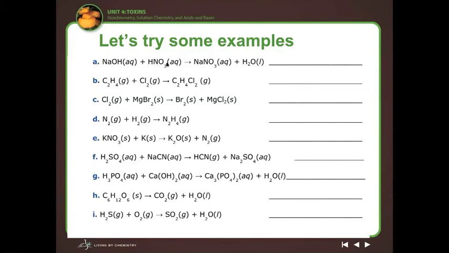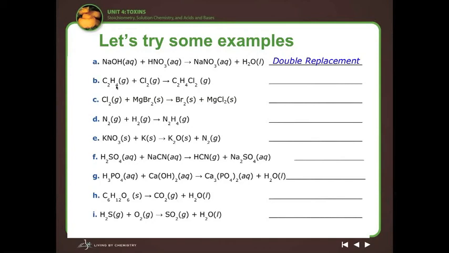Sodium hydroxide plus nitric acid dissolved in water is going to give us sodium nitrate and water. What kind of reaction is this? If you said double replacement, you're right.